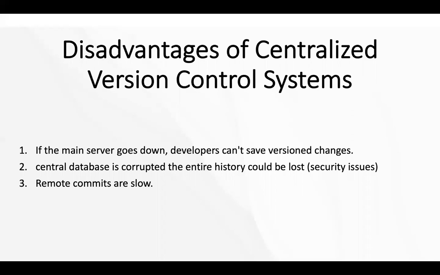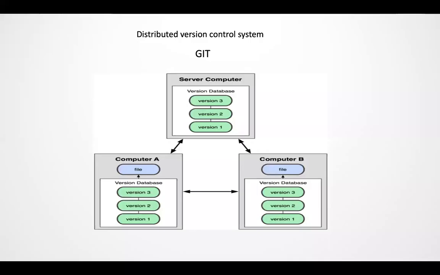So to avoid such a thing from happening, after this centralized version control system, a new version control system came to the market. It's called distributed version control system. And Git is a type of this distributed version control system.